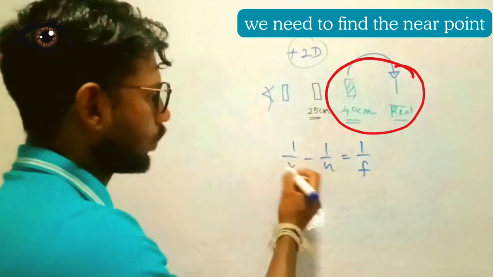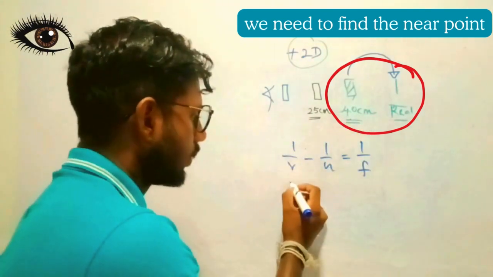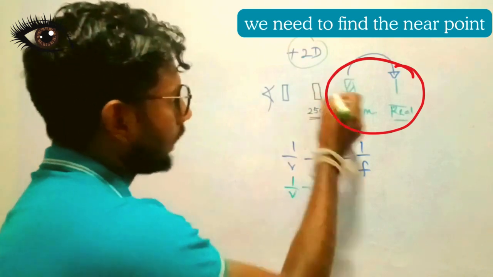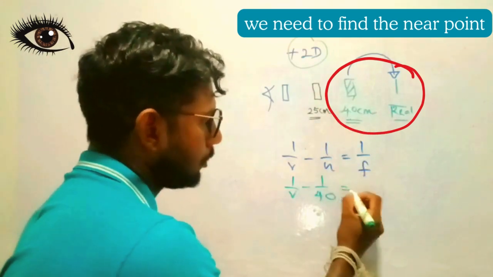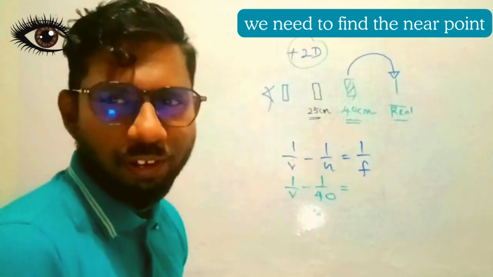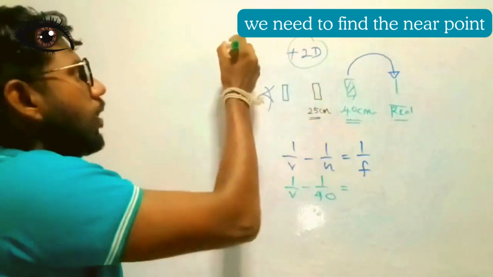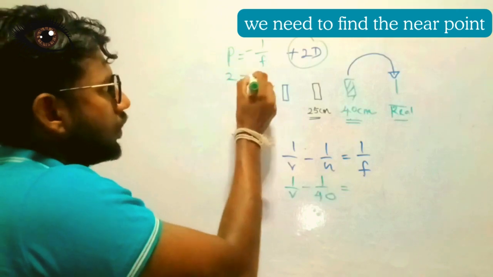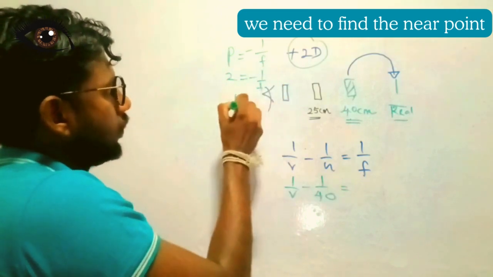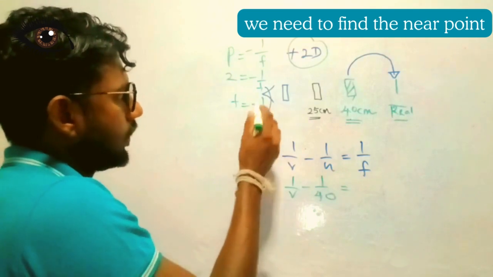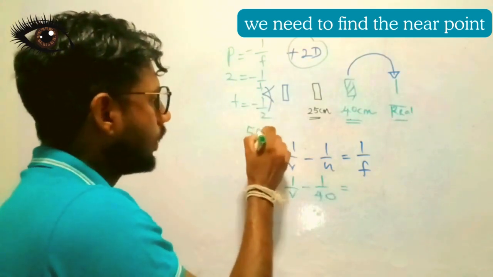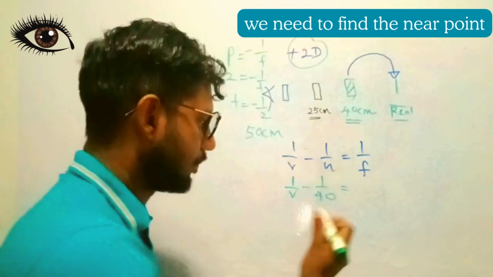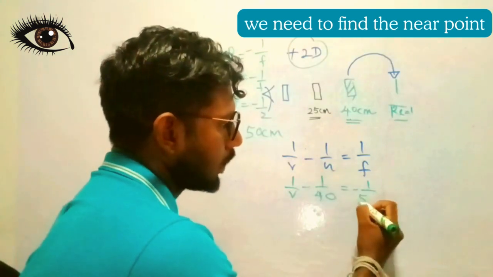So 1 over v we do not know, but u of course we know, that's 40. For f, 2D is the power, so power equals minus 1 over f. So 2 equals minus 1 over f, so f equals minus 1 over 2. Basically it's 0.5 meters, that means 50 centimeters. Let's apply this in centimeters because 40 centimeters is also in centimeters. So minus, remember, minus 50.